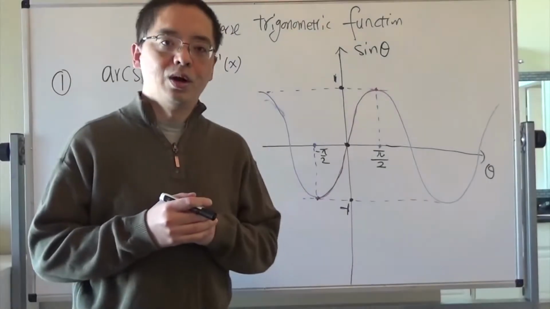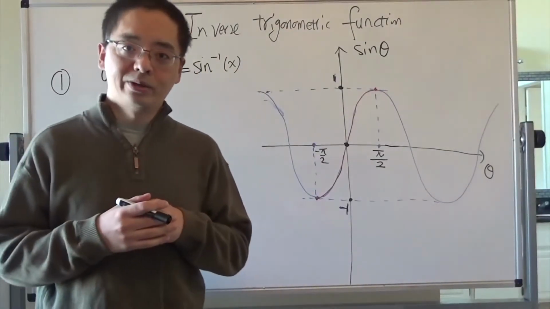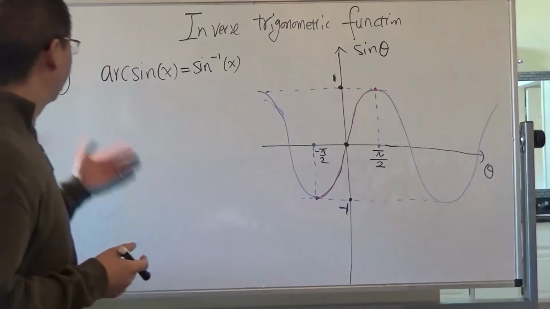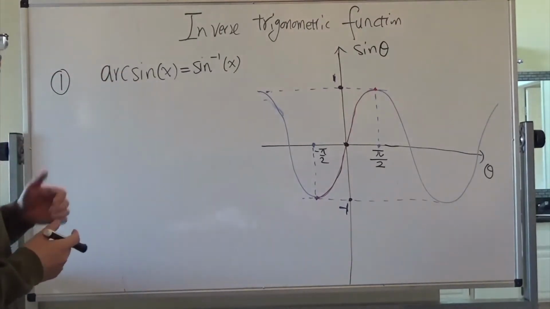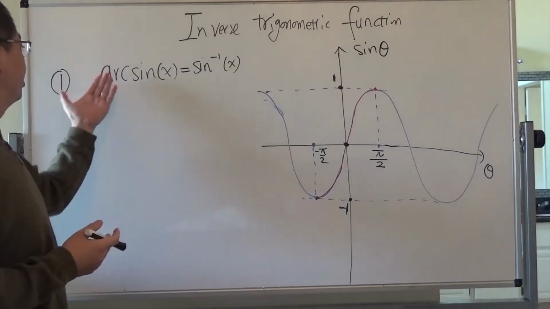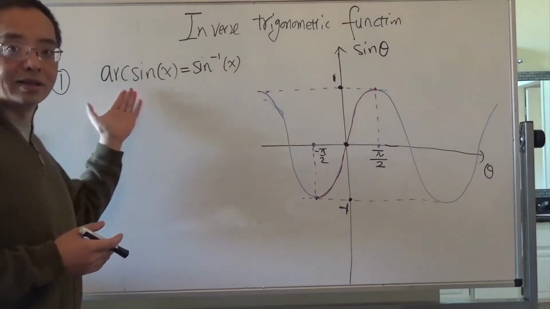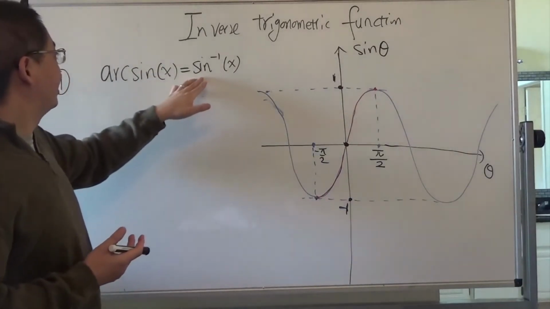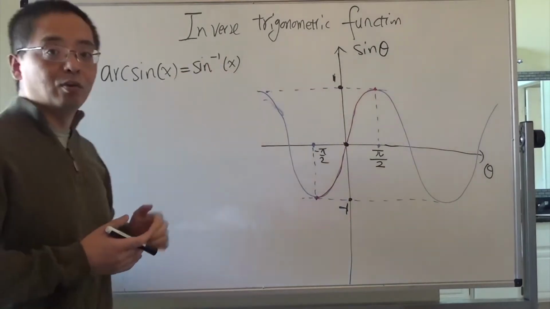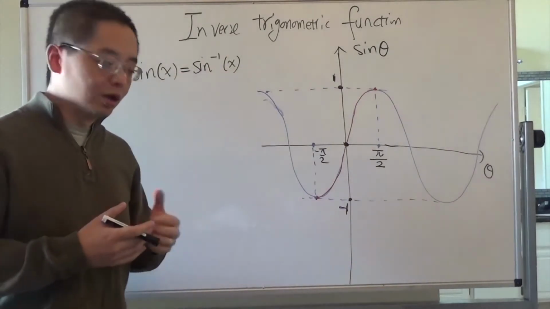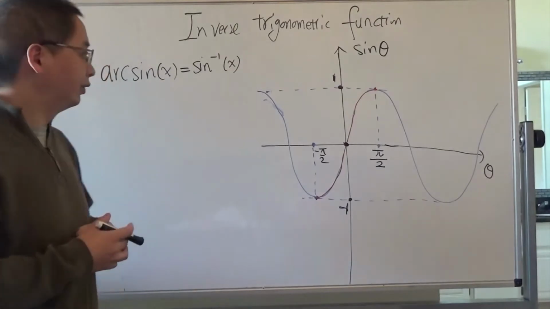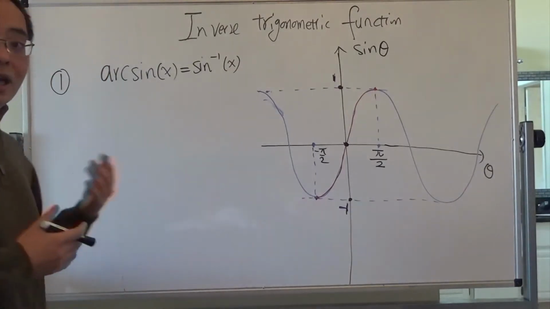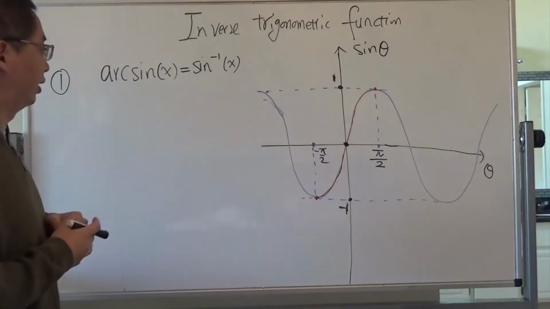In this video, we'll talk about inverse trigonometric functions. First, let's look at the inverse function of sine, that is usually written as arcsine x. Sometimes you see it also denoted by sine^-1 x. The -1 is the universal notation to represent the inverse of a function. Okay, let's see how this inverse of sine is defined.